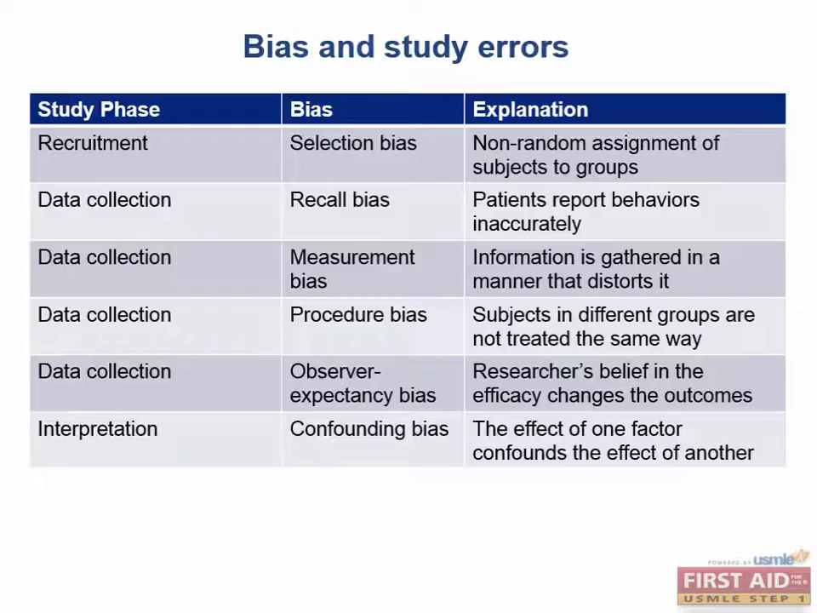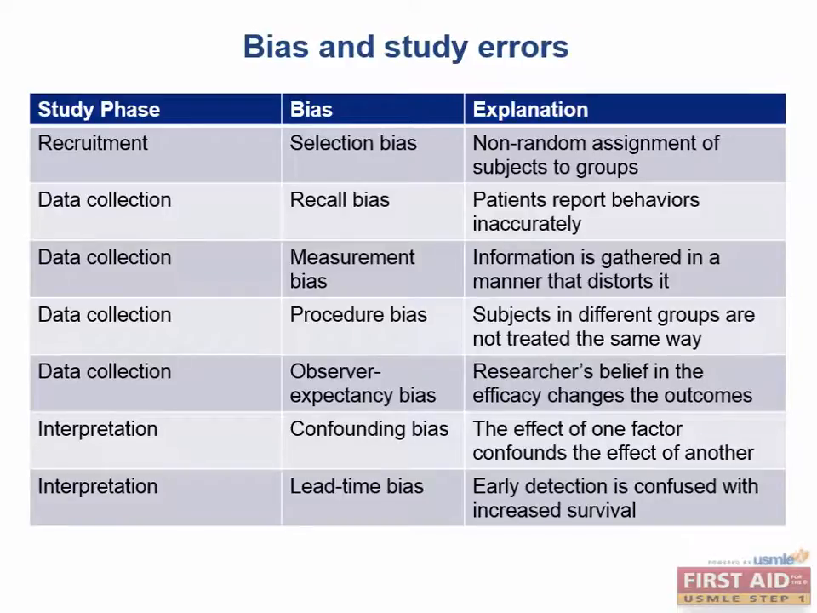Confounding bias occurs with two closely associated factors, when the effect of one factor distorts or confuses the effect of the other. This bias occurs during interpretation of data. Here, the effects of extraneous factors muddle the exposure-disease relationship. Confounding bias can be prevented by matching controls to cases so that they have all the same characteristics except for the factor of interest. Lead time bias occurs when early detection is confused with an increase in survival. This type of bias is commonly seen with improved screening. The natural history of the disease is not changed, but early detection makes it appear as though survival is increased.